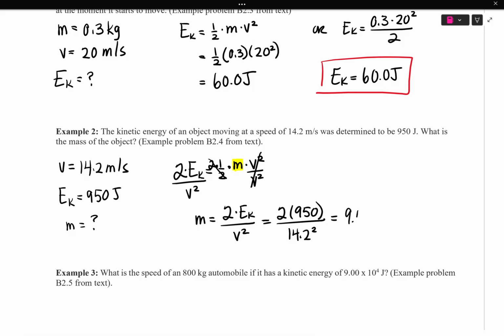And you should get 9.422 kilograms. And then for our final answer, we're again going around to those 3 digits. So the mass of our object that's moving is 9.42 kilograms.